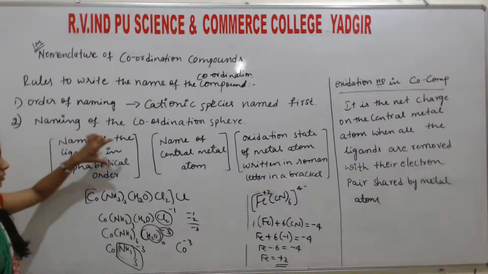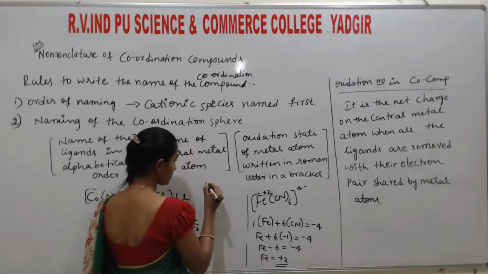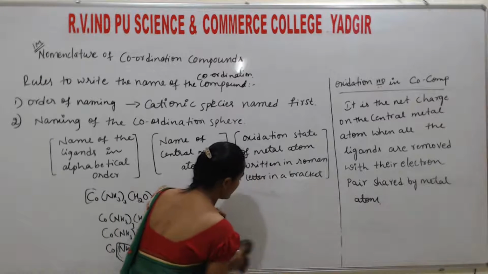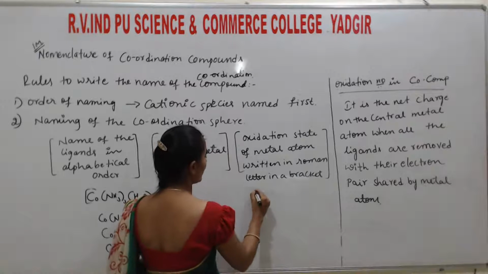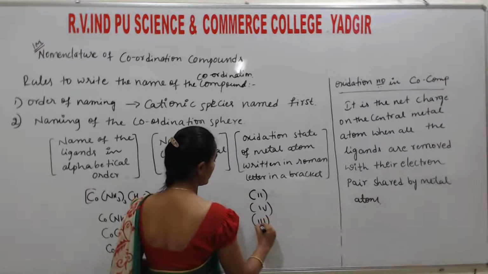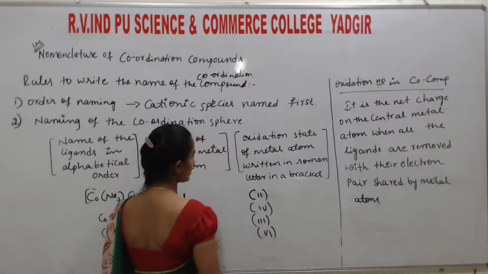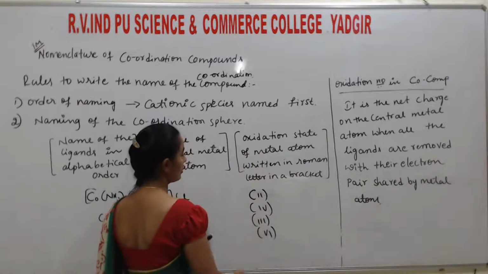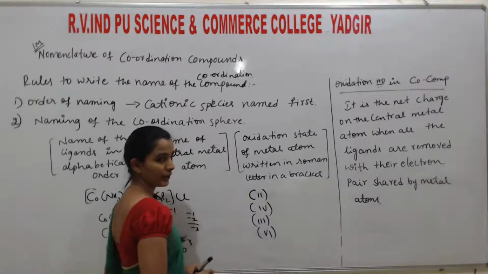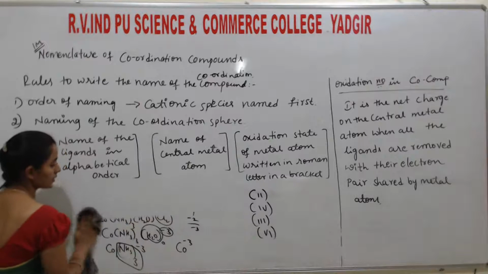This is the way to write the oxidation state, students. So if oxidation state 3 is there, as I told you, that is written as a Roman numeral, like II, IV, III, VI. Understood? So the oxidation states of the metals are written in an open bracket with these Roman numerals. This is the rule to write the name of the complexes.